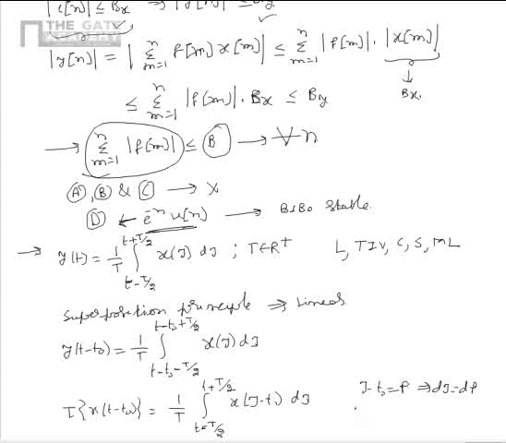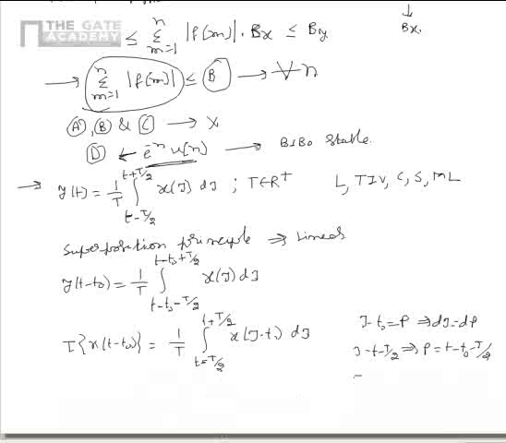When tau is t minus t by 2, we can show that p is t minus t naught minus t by 2. Similarly, when tau is t plus t by 2, we can show that p is equal to t minus t naught plus t by 2.